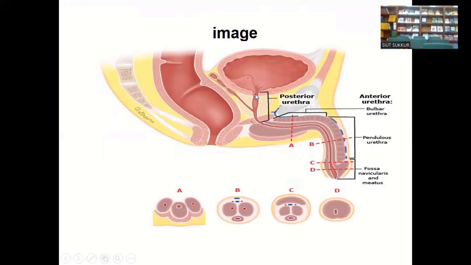An image here. This is the posterior urethra. From here till the ejaculatory verumontanum, it is the prostatic urethra. The narrow part is the membranous urethra, then the bulbar urethra and penile urethra.